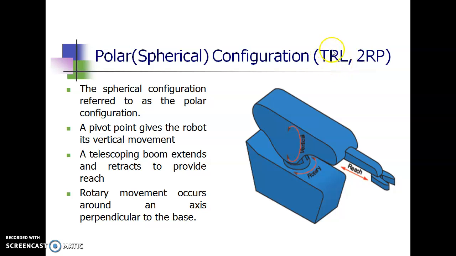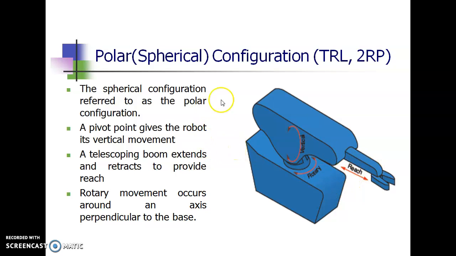Since we have two rotational joints, we call it 2RP. 2R represents the two rotational joints and P represents the prismatic joint. So 2RP. There is a rotary motion at the base. There is a swiveling action, up and down, and there is a linear movement.